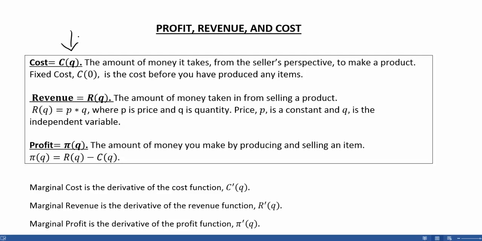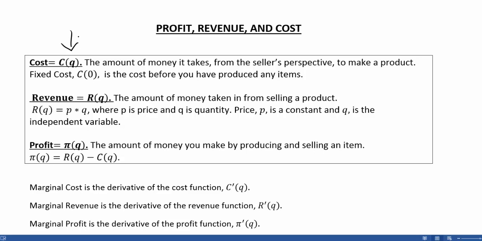Now, the cost function is going to represent the amount of money it takes from the seller's perspective to make a product. So imagine that you're going to sell ceramic llamas. So the amount of money it takes you to make these llamas before you've sold them is your cost. Now, fixed cost is your cost before you've actually made any of these ceramic llamas. So these are your upfront costs.